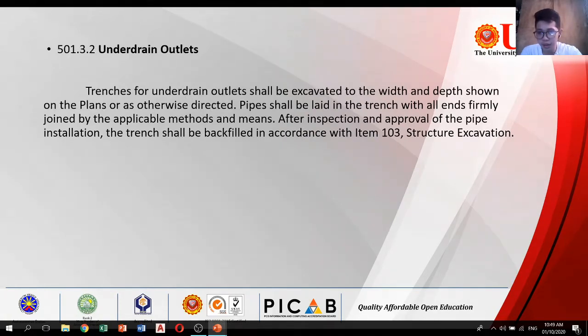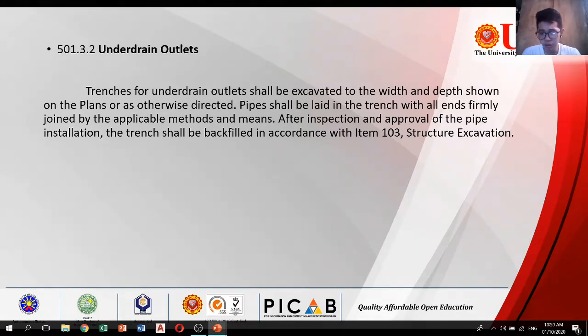Under drains outlet. Trenches for under drain outlet shall be excavated to the width and depth shown on the plans, or as otherwise directed. Pipes shall be laid in the trench with all ends firmly joined by the applicable methods and means. After inspection and approval of the pipe installation, the trench shall be backfilled in accordance with item 103, structural excavation. An underground outlet or under drain, I think they are the same.